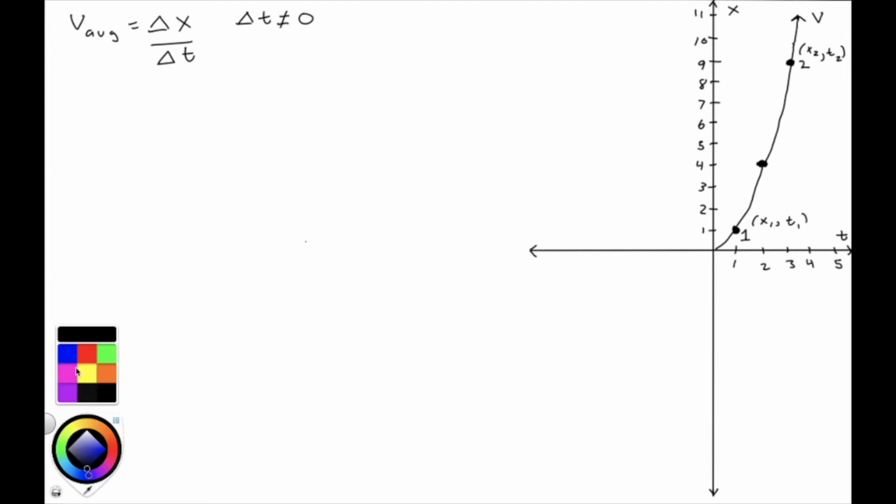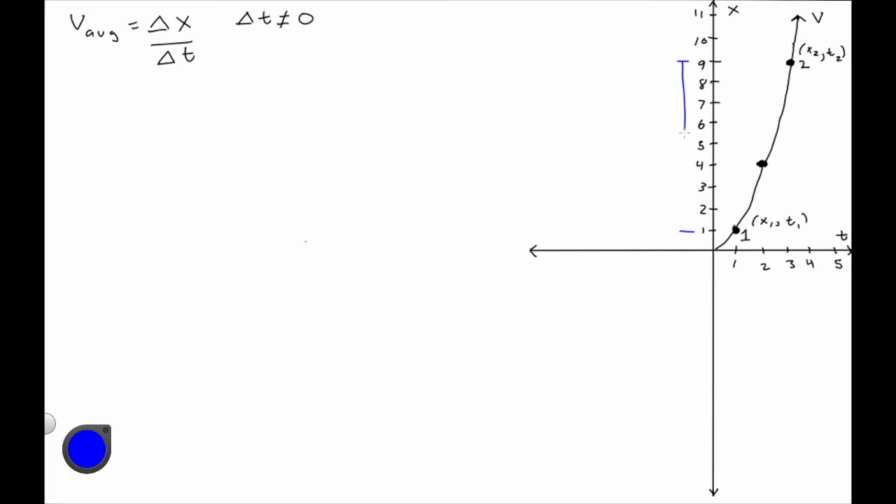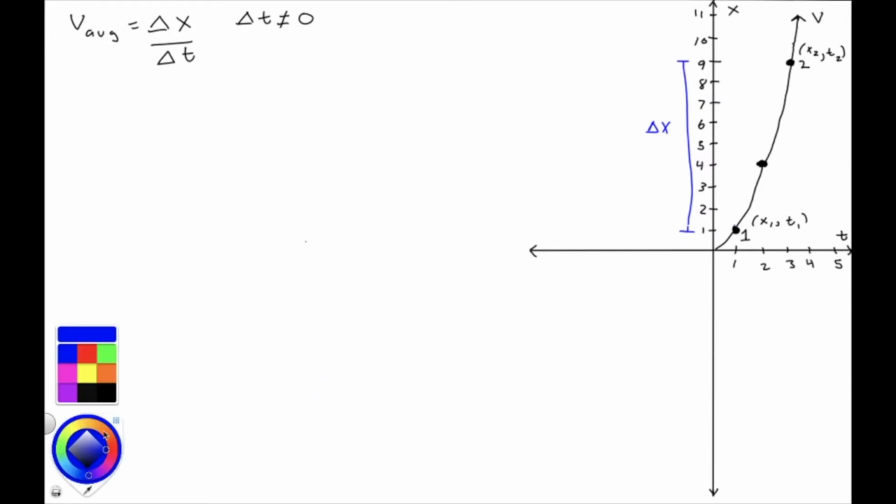So if we were to take this distance from here to here, this distance would be delta x. Likewise, the space from here to here would be delta t.